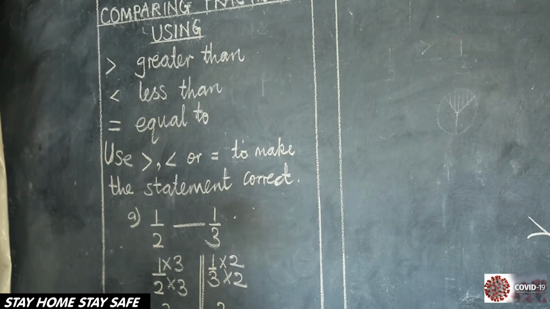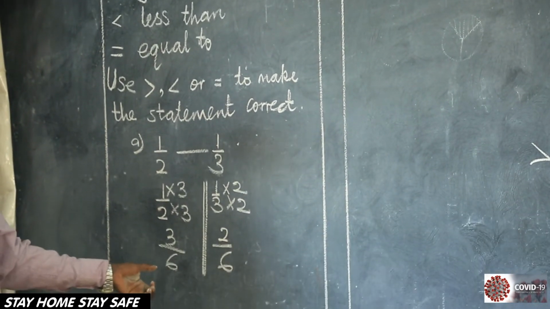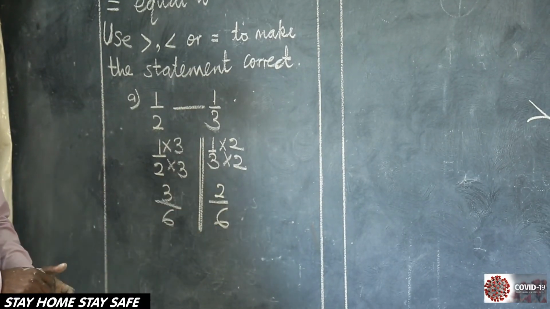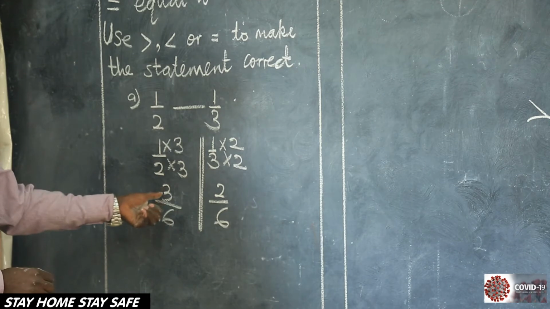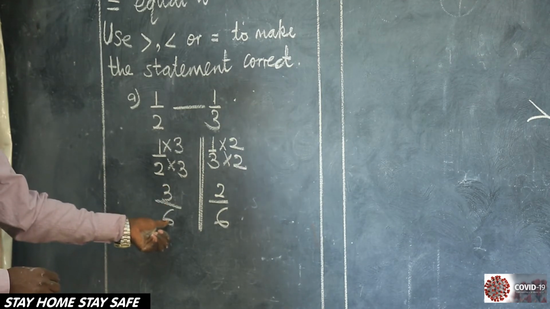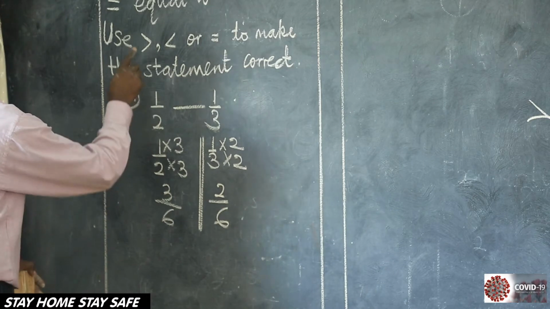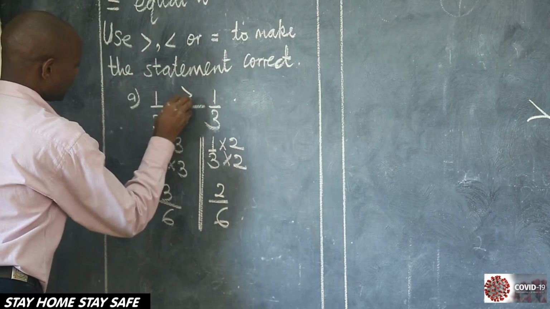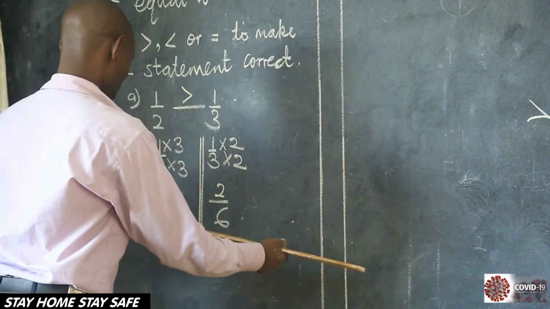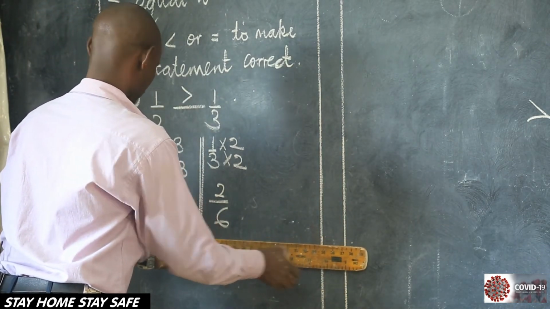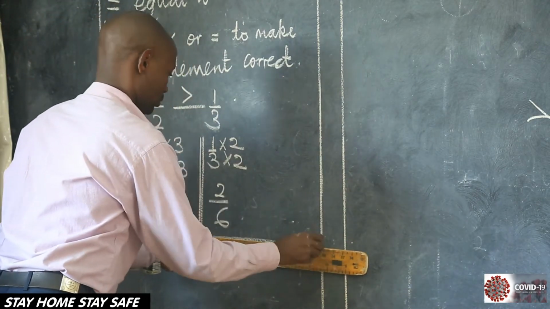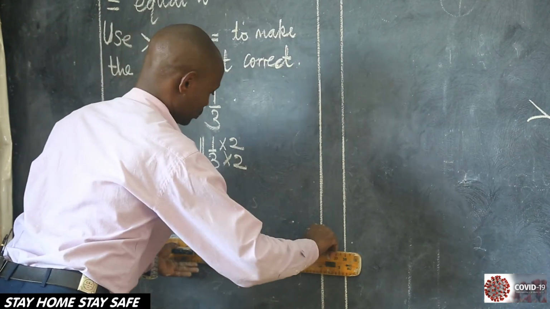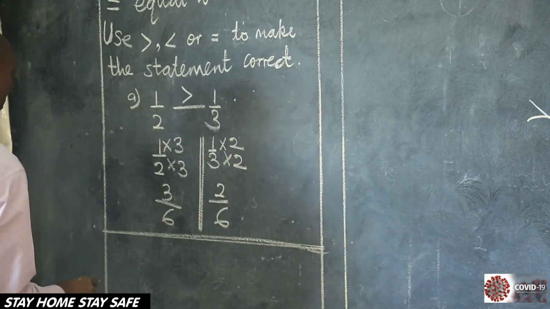Now, after getting equivalent fractions, you can compare. Somebody who has scored 3 out of 6 and somebody who has scored 2 out of 6, who has scored more? Somebody who has scored 3 out of 6 has scored more. So for that case, we shall use greater than. So a half is greater than a third. Then you underline. Let's look at another example.